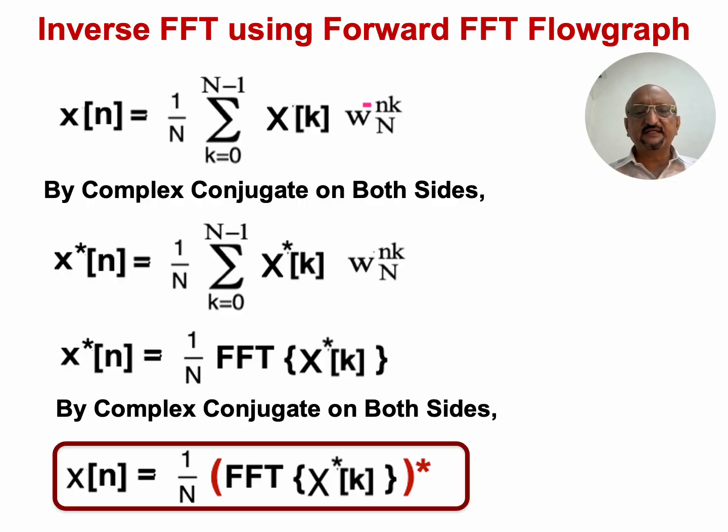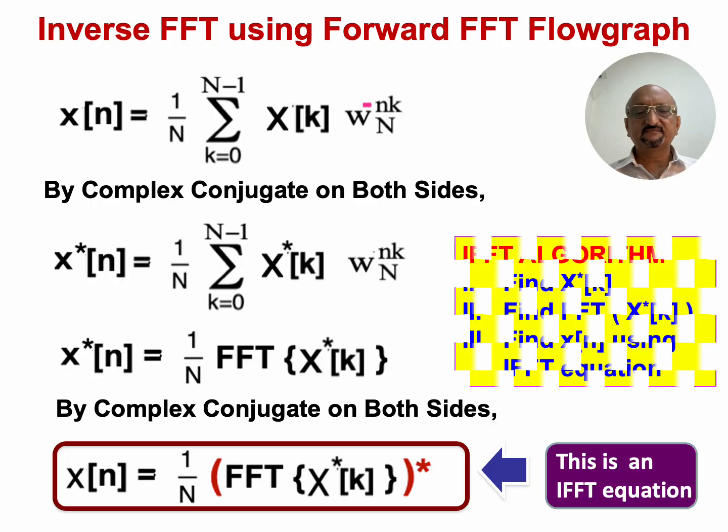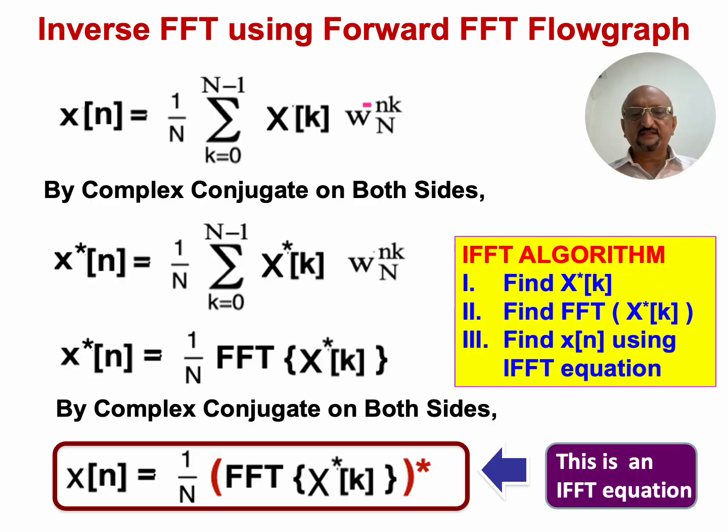This IFFT equation is a three-step procedure. First step, find X star of k. Second step, find FFT of X star of k. Third step, find x of n using this equation, that is, complex conjugate and divide by N, and we will get the required answer x of n.